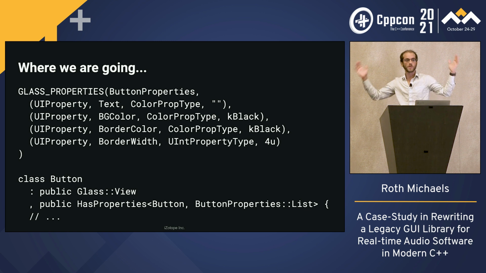By the end of this journey, we're going to have something like this where we can make a declaration of GlassProperties and declare these button properties. We have these four properties: text, background color, which I call BG color for slide space, border color, and border width. Then we can just apply these to a button by inheriting from this HasProperties mix-in, where we supply the button class that we're applying the properties to, and this button properties list, which is actually synthesized under the hood in that macro, but we'll save that. You'll see how that comes in a little bit.